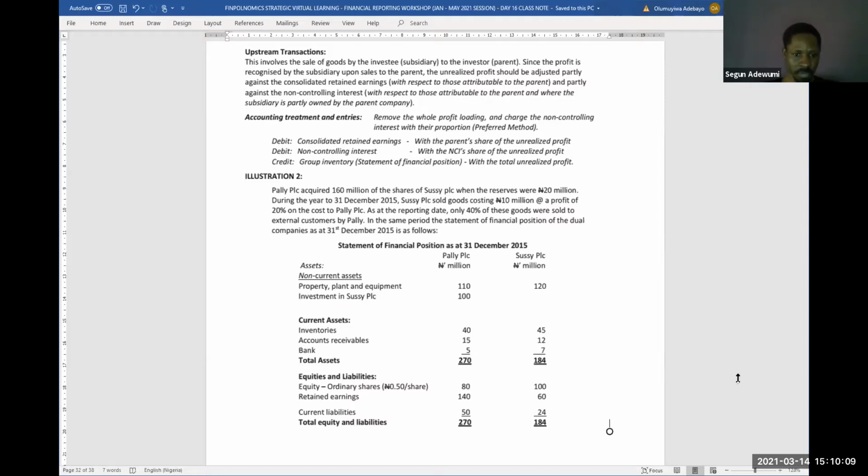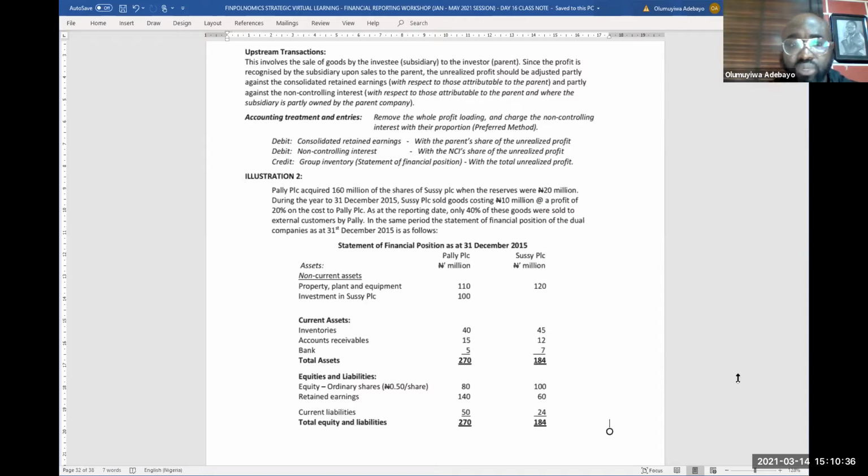Equity and liabilities. Equity ordinary shares at 50 kobo per share: 80 for Pali and 100 for Suzy. Retained earnings: 140 for Pali and 60 for Suzy. Current liabilities: 50 for Pali and 24 for Suzy. Total equity and liabilities: 270 for Pali and 184 for Suzy. Okay, thank you very much.